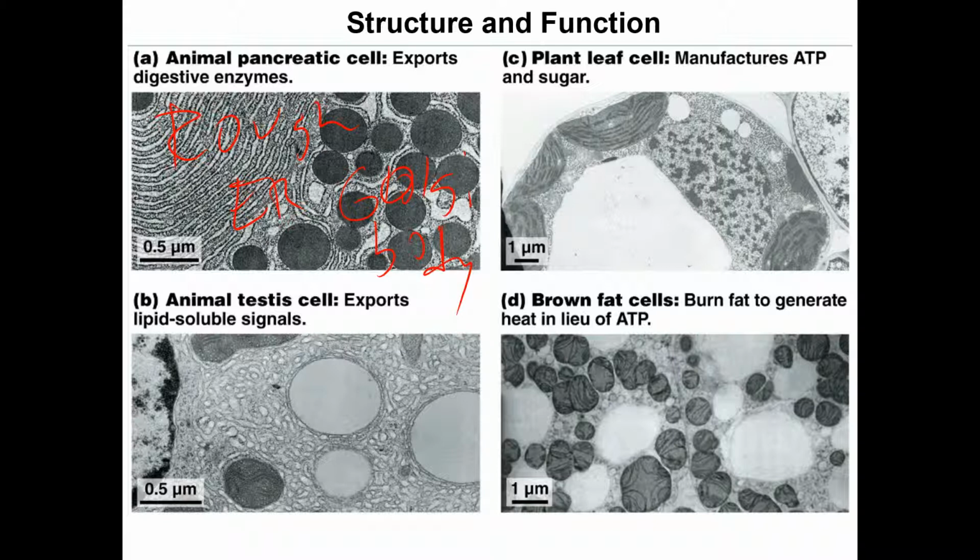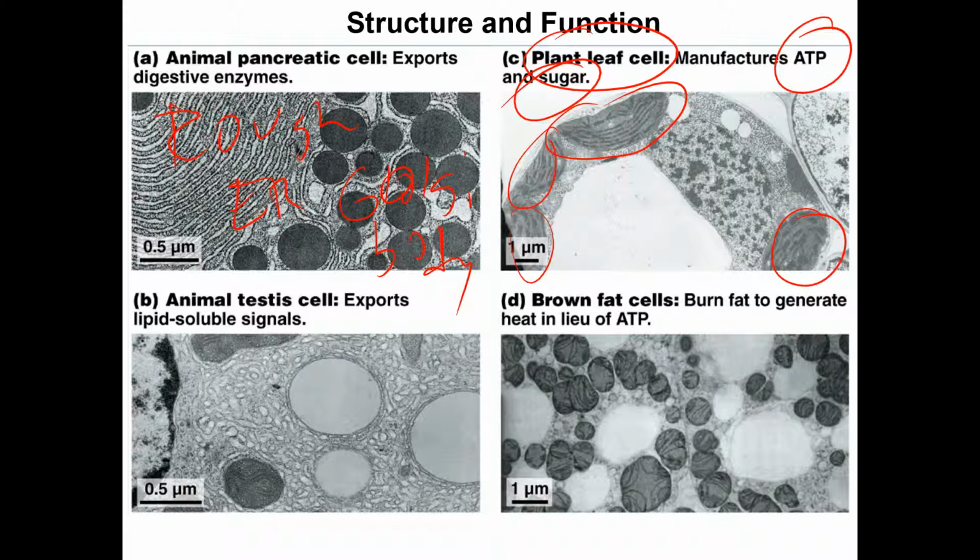Your plant cell is involved in photosynthesis. Now this is a plant leaf cell. And leaves are basically the organ of the plant that carries out light absorption. So they're going to have a higher proportion of chloroplasts, because they're the ones that are absorbing light energy used in making ATP and sugars.